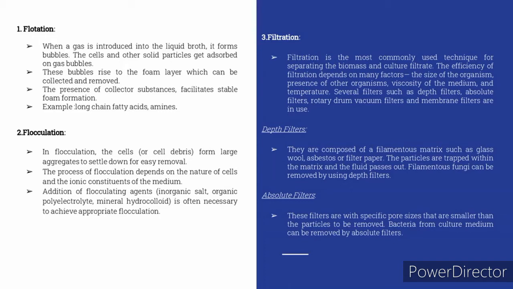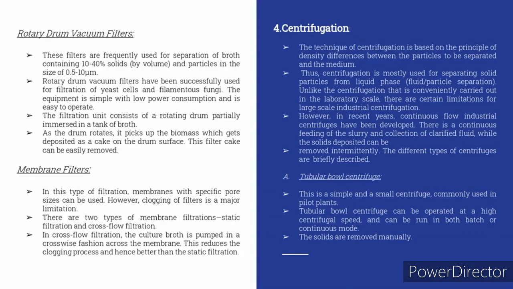Depth filter is composed of filamentous matrix like glass wool, asbestos, or filter paper. The particles which will be trapped within the matrix will not be able to move and the fluid passes out. Usually, filamentous fungi are separated using depth filters. The next kind of filters are absolute filters. Absolute filters contain specific pore sizes which are smaller than the particles to be separated. Now, bacteria from the culture medium can be easily removed with the help of these absolute filters.